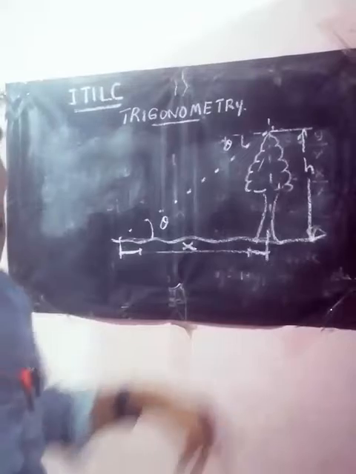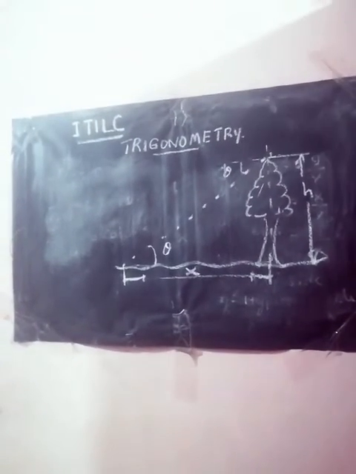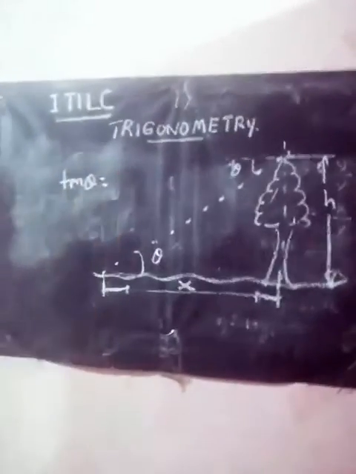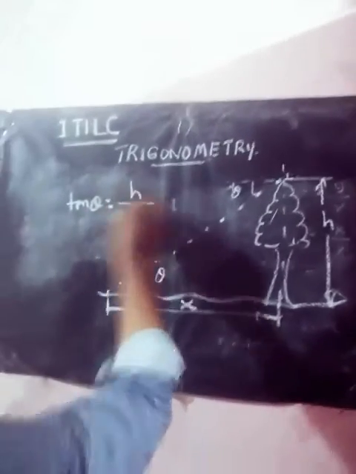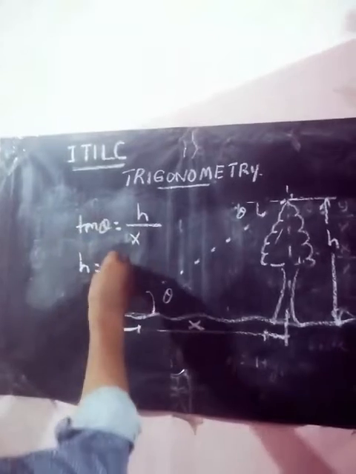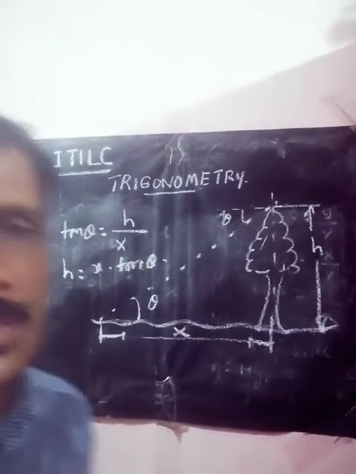How will you measure the height of the tree? We are going to apply the trigonometry function, that is tan theta equals height h divided by x. So, by cross multiplying, x into tan theta becomes the height of the tree.